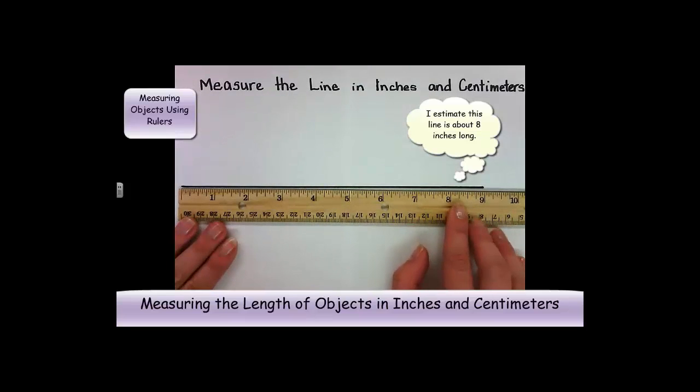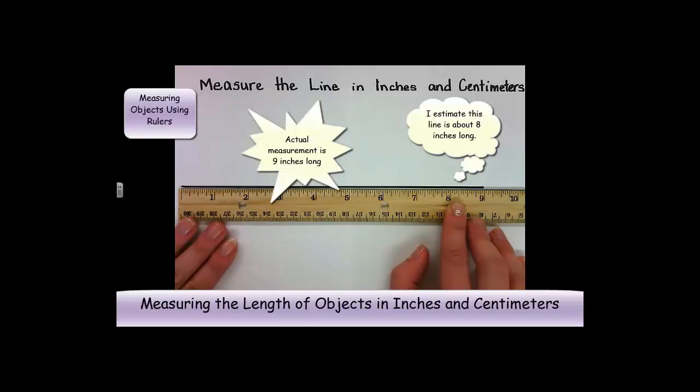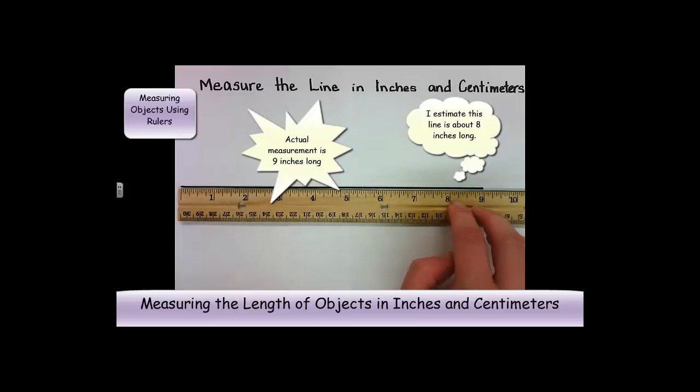So doing that, I can see that the line is actually 9 inches long. So my estimate of 8 inches was a reasonable estimation. So I did a pretty good job thinking with that. Now I'm going to take the same line and I'm going to measure it in centimeters, and I'm going to compare the difference between centimeters and inches.